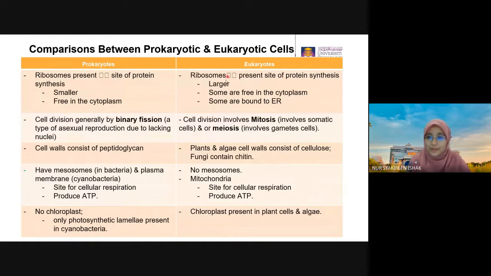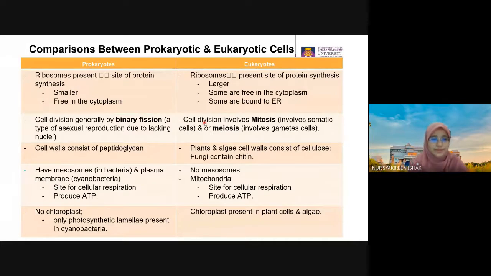So for eukaryotes, the cell division is through mitosis for somatic cells. What are somatic cells? Every cell within your body is considered a somatic cell except for gamete cells. Gamete cells will divide through meiosis. The gamete cell for male is the sperm cell. For female, it is the oocyte, the egg.